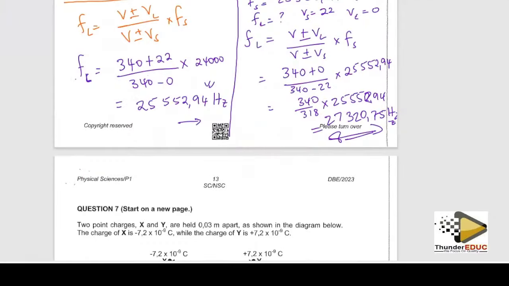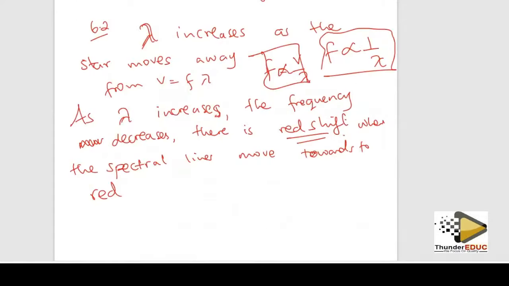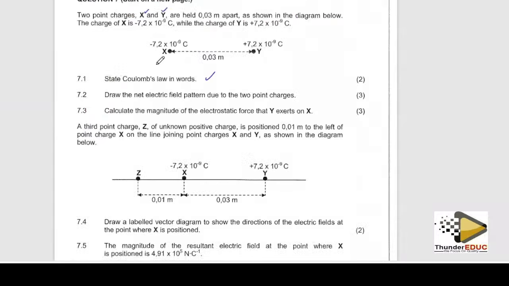Okay, then question number 7. They're telling us that two point charges X and Y are held 0.03 meters apart, as shown on the diagram. Then the charge X is this, Y is that. State Coulomb's law in words. So that is 7.1, Coulomb's law.